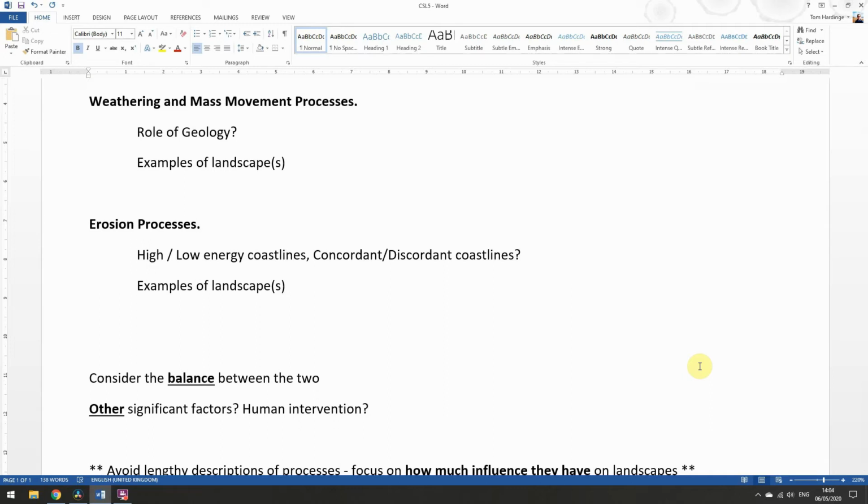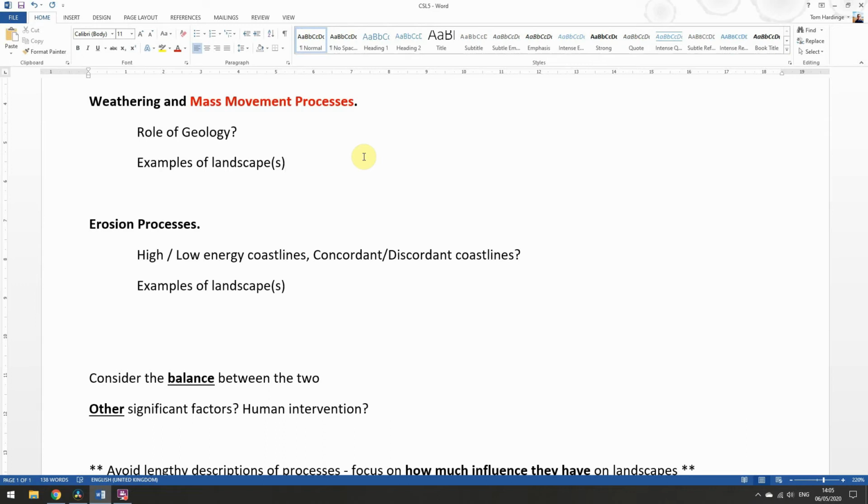If we think about weathering processes, we can't really ignore mass movement that goes along with that. Remember, weathering processes ultimately create and lead to mass movement processes. So we want to be thinking about the role that weathering plays in creating things like landslides and rockfalls, and how important those processes are at shaping the landscape.